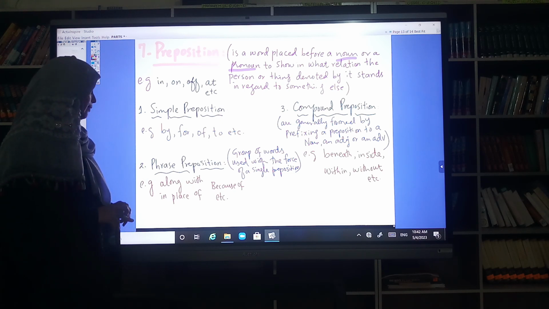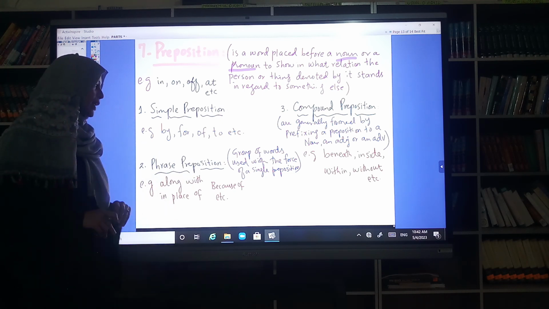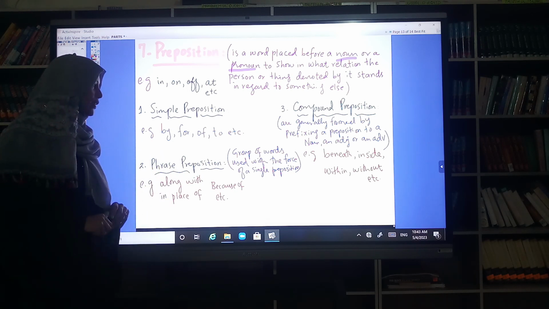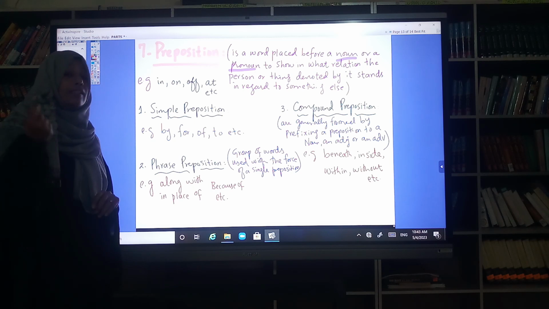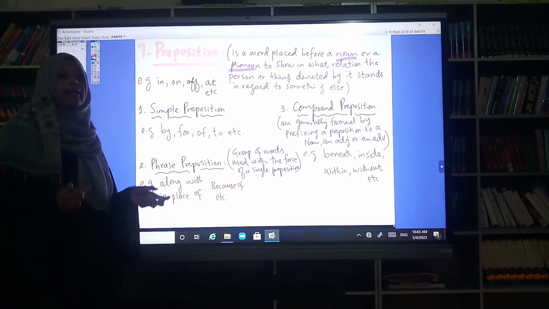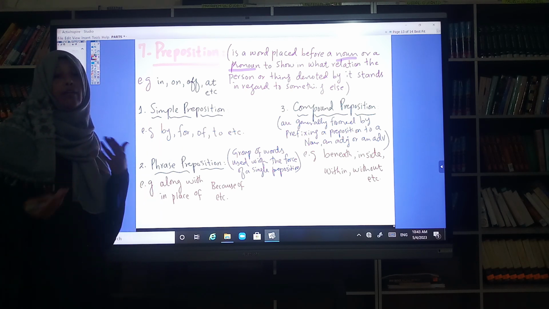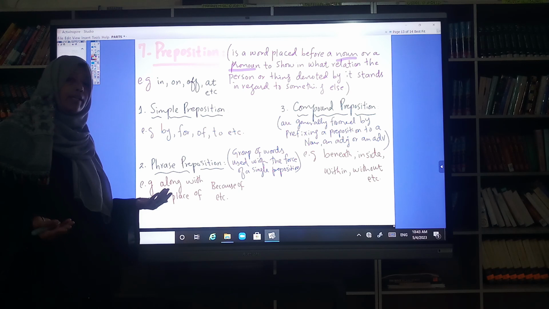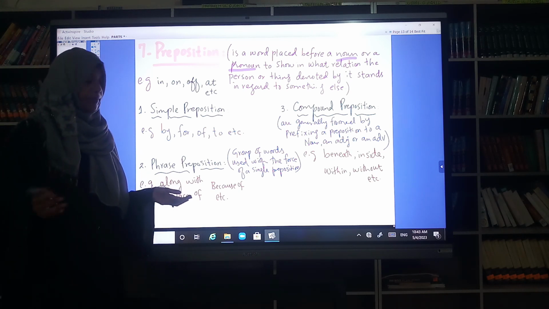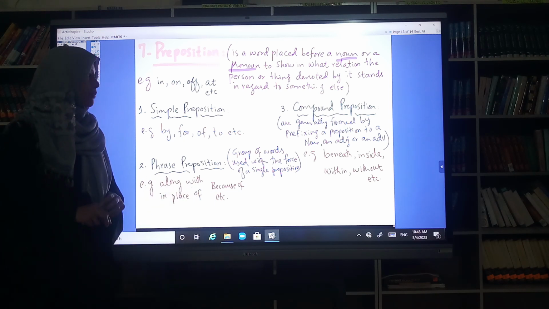Now in the second type, we have phrase prepositions. By definition, it is a group of words used with the force of a single preposition. Whenever they are used, it means that it is basically fulfilling the requirement of only one preposition, though they are appearing in the form of a phrase, in the form of a group. For example, along with, in place of, because of, etc.